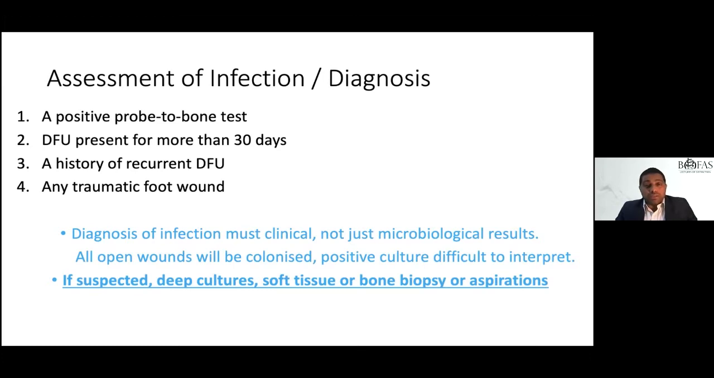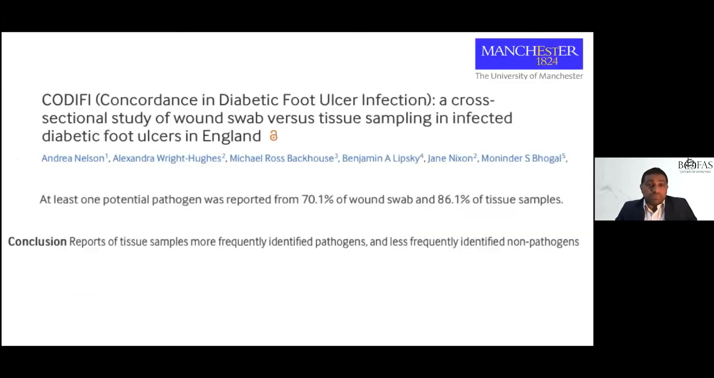The important thing is that in diabetes, the diagnosis of infection must be clinical, not microbiology. Just because you had a negative swab, if you have a wound which is not healing or is suppurating or pouring pus, you accept that is infected. So all open wounds are generally colonized, and a positive culture is sometimes hard to interpret. So you should be getting deep cultures, deep tissues sent away for sampling. There is some evidence for this.